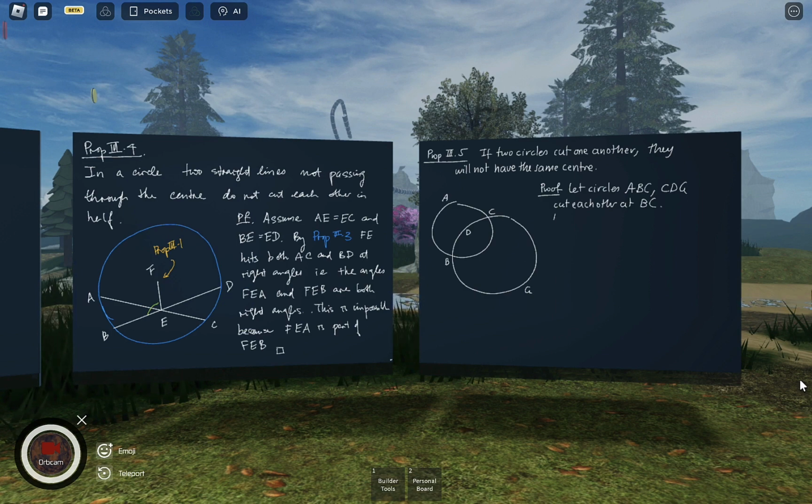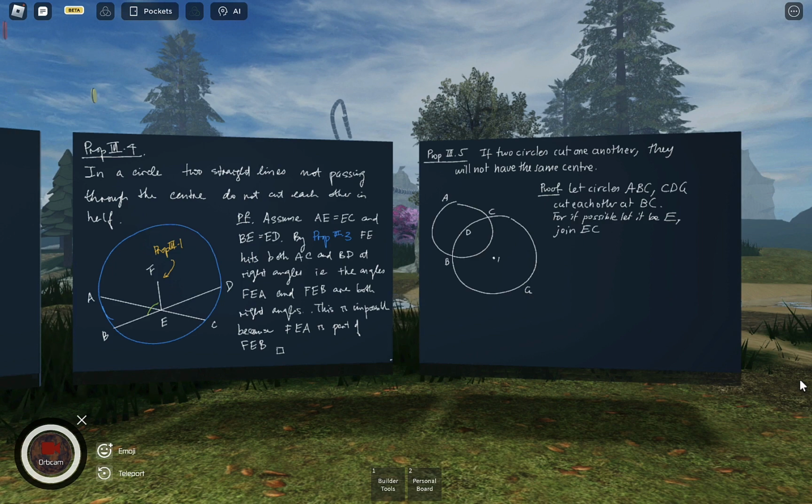I like the way he says, for a contradiction, it says, for if possible, let it be E. I think that's kind of a slick way of saying it, so I'll copy that. For if possible, let it be E. So in modern terminology, for a contradiction, suppose that in fact they did have the same center and call it E. Join EC. Okay, so here's our E. We're going to join EC.